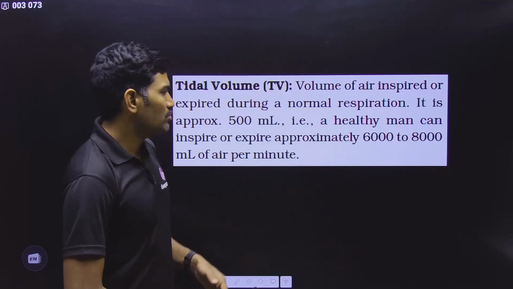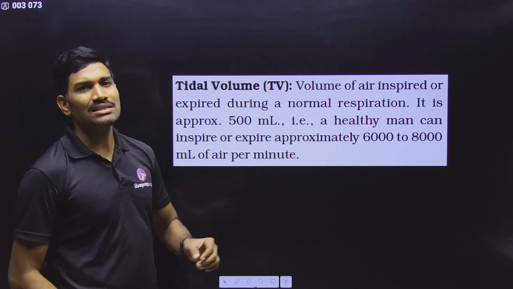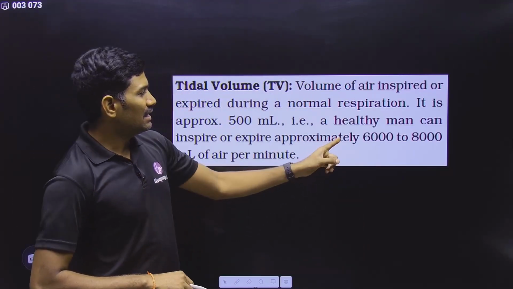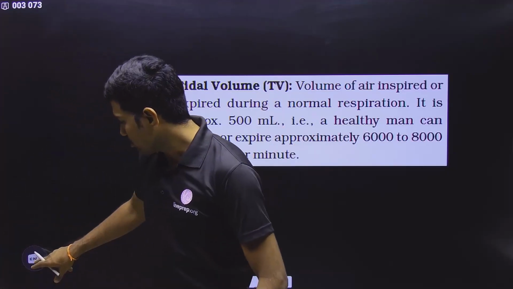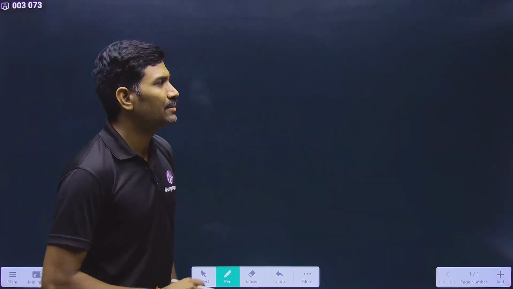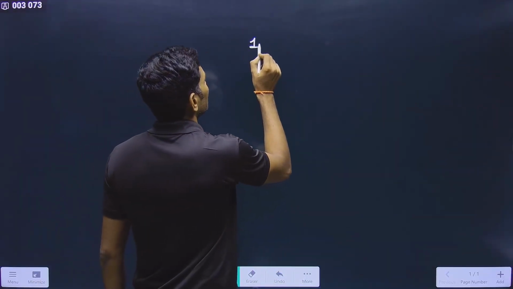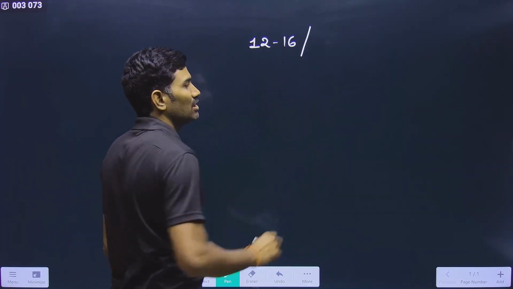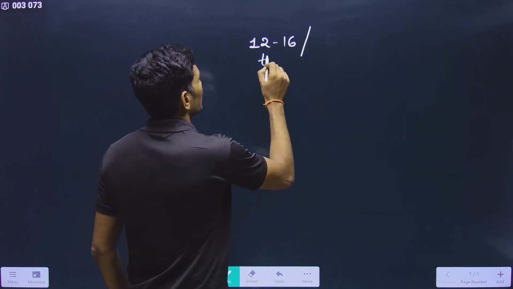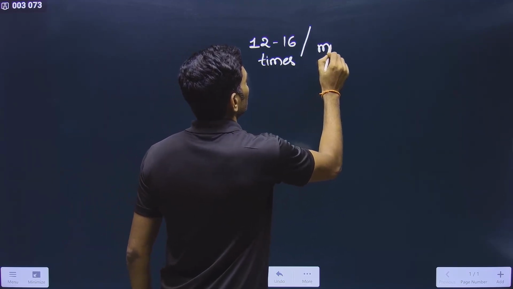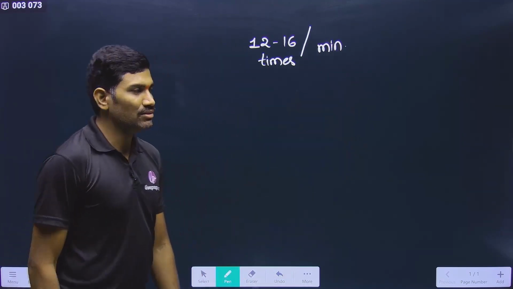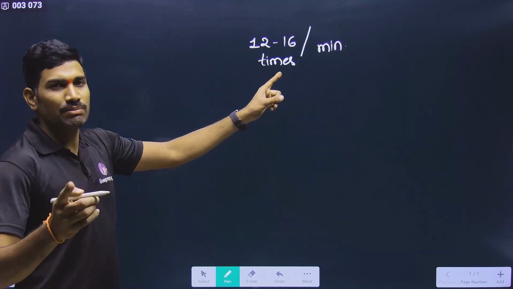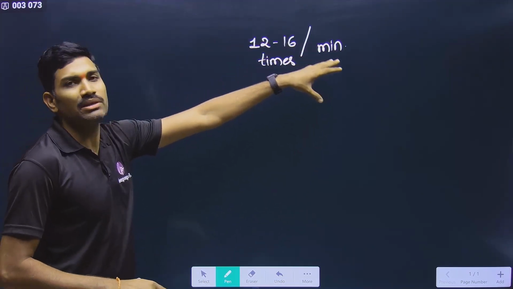So what is the approximate volume of this? On an average it is 500 ml. And here they are doing the calculation per minute. How are they doing this calculation? In the previous lecture we studied the breathing rate. What is the respiratory rate? On an average it is 12 to 16 times per minute. Yes or no? So one time means one breath, right? 12 to 16 breaths per minute.